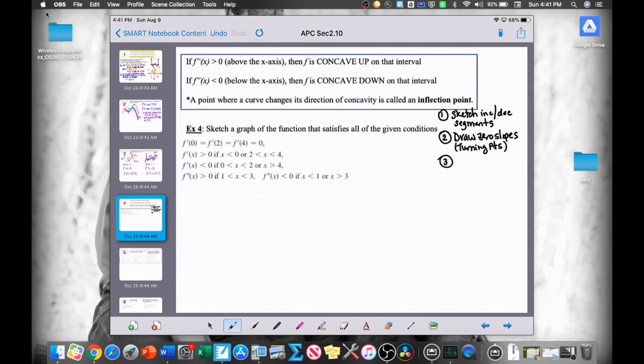The third thing you're going to do is sketch the curve. And then the fourth thing is to verify that your concavity matches the information that you have and the graph that you've drawn. Okay, so now that we have that to-do list, let's take a look at the information they've given us and what it tells us.